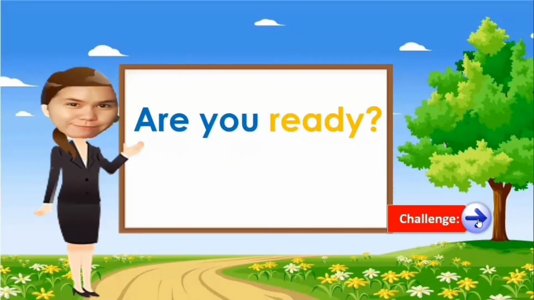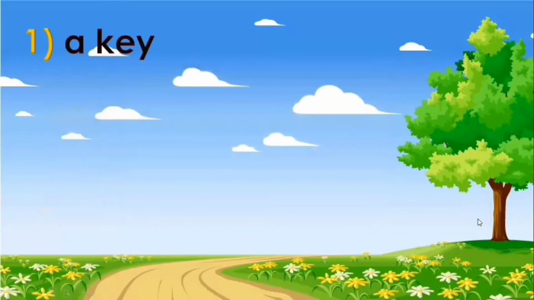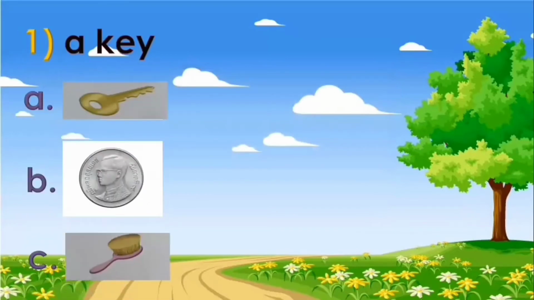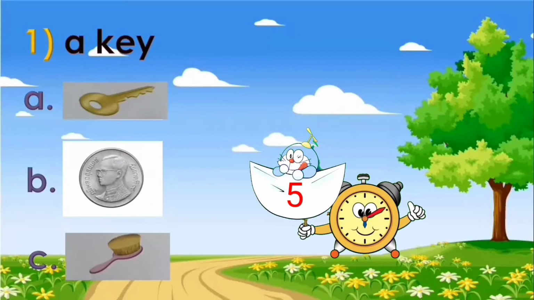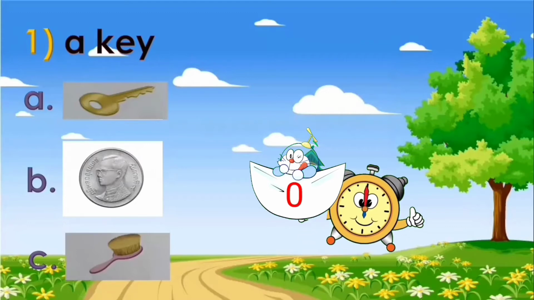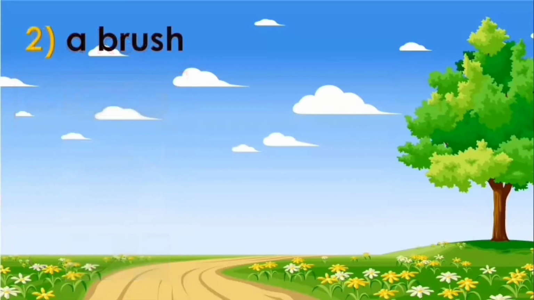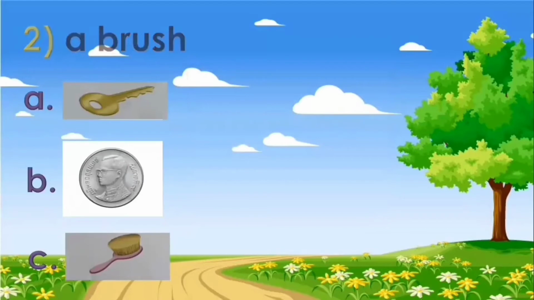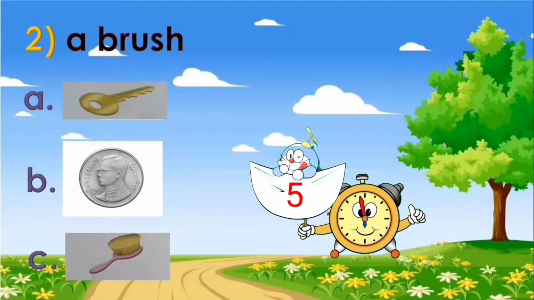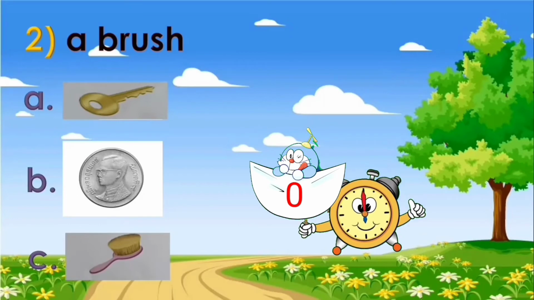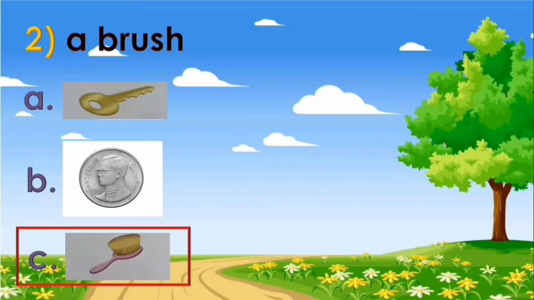So here is your question number one. A key. Again, a key. A, B, C. Your time starts now. Time is up. The answer is letter A. Next, a brush. Again, a brush. A, B, C. Your time starts now. Time is up. The answer is letter C.